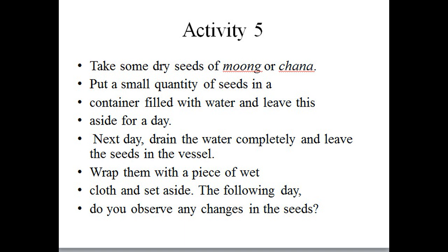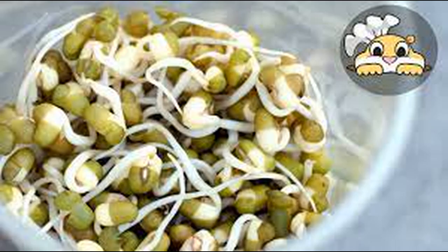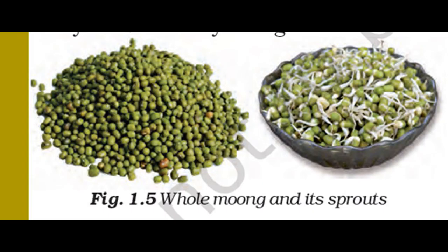Take some dried seeds of moong or chana. Put a small quantity of seed in a container filled with water and leave this aside for a day. Next day, drain the water completely and leave the seed in the vessel. Rub them with a piece of wet cloth and set aside. The following day, do you observe any change in the seed? A small white structure may have grown out of the seeds. If so, the seeds have sprouted.